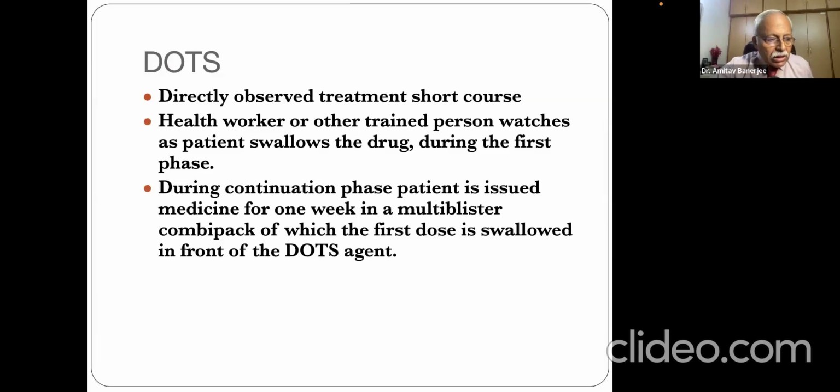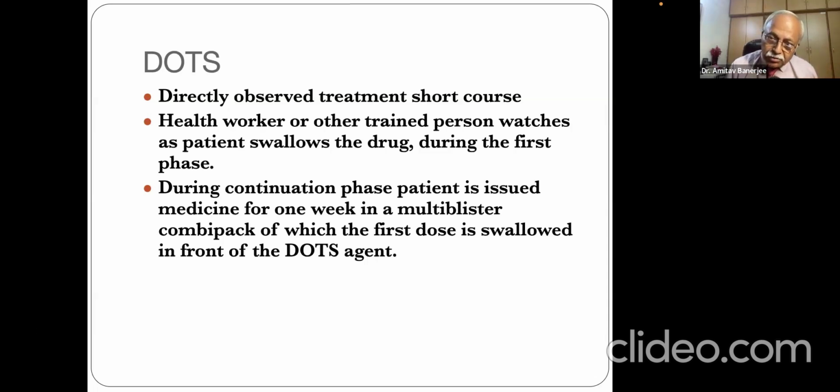This was started in 1995, I think 96, where compliance and drug supply were not there. To ensure that the patient is taking the drug, a health worker or other trained person watches as the patient swallows the drug during the first phase, the intensive phase. During the continuation phase, the patient is issued medicine for 1 week in a multi-blister combi pack, of which the first dose is swallowed in front of the DOTS agent.